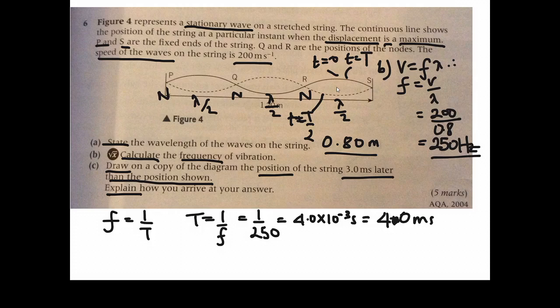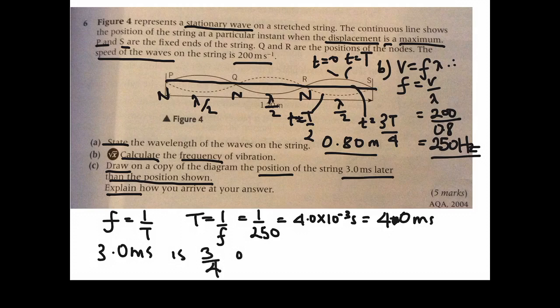So I know therefore that if I drew a line, it will be a flat line, because at this point my time is 3T over 4. That represents 3T over 4, or 3/4 of the time period. So therefore, in explaining it, say 3 milliseconds is 3/4 of the time period. Okay?